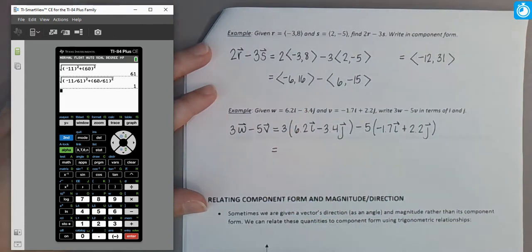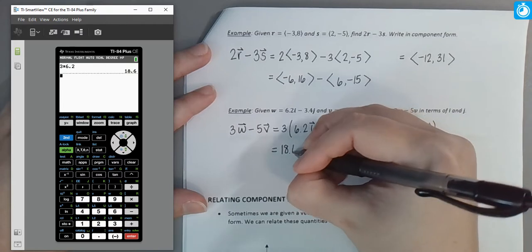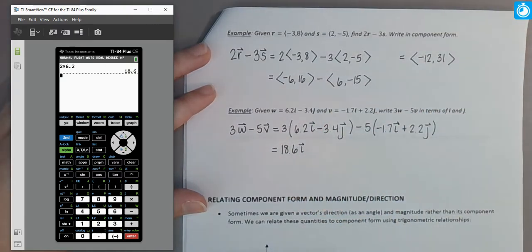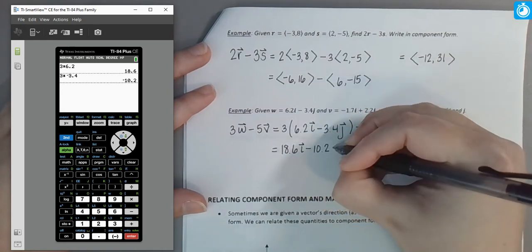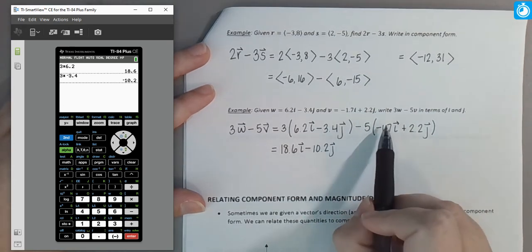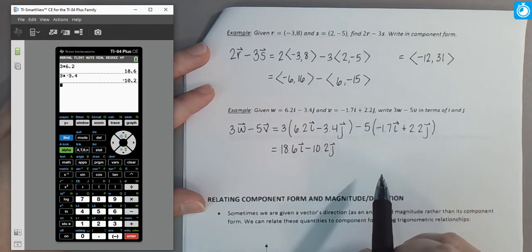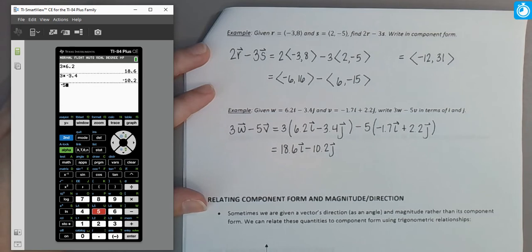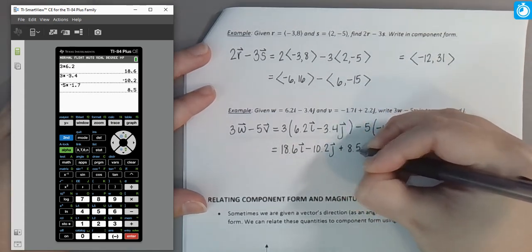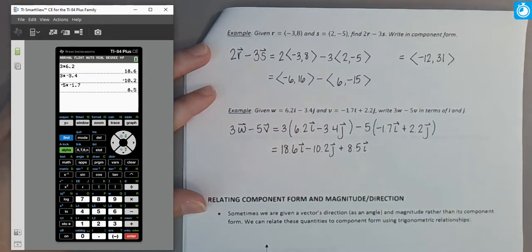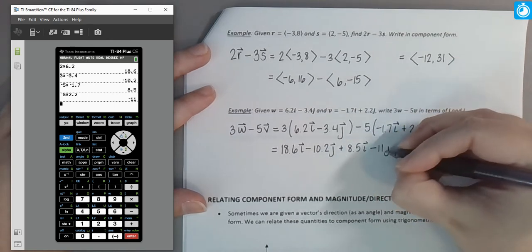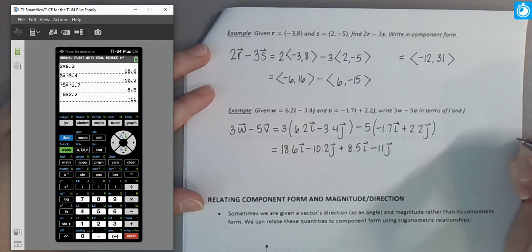Okay, so 3 times 6.2, and if you want you can use the calculator of course. So 3 times 6.2, that's going to give us a scalar multiple of 18.6 times i. And then 3 times negative 3.4 is going to give us a scalar multiple of negative 10.2 for j. Now again over here we can either distribute a 5, or maybe in this case go ahead and just distribute the negative 5, and that way all the signs will have taken care of themselves. So negative 5 times negative 1.7 is going to give me 8.5, and now it's positive, so positive 8.5 as the scalar multiple of i, and then negative 5 times 2.2, which is going to be negative 11 as a scalar multiple of j.